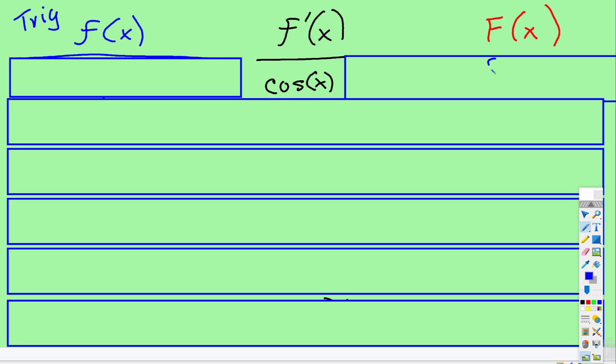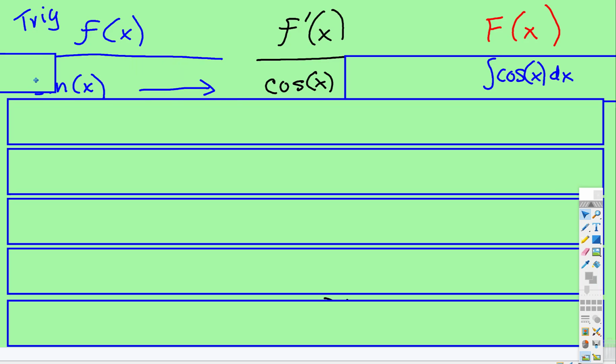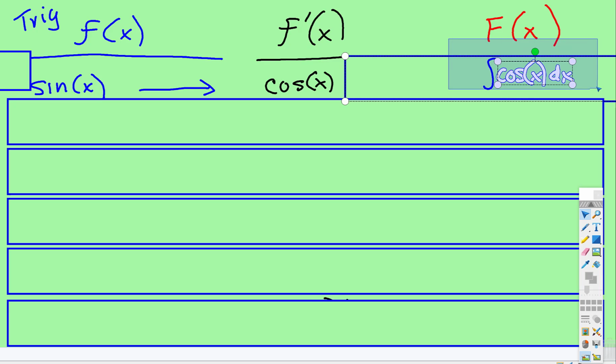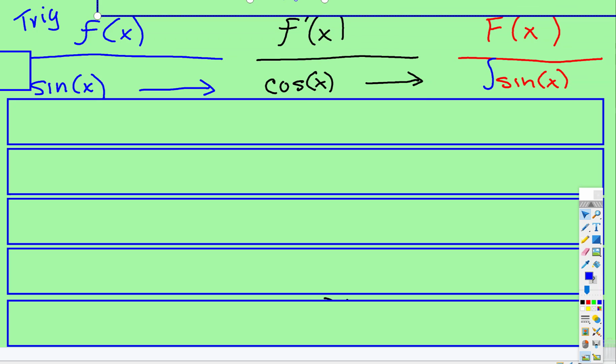So remember what you have to do when you're finding the antiderivative. If you have this notation, all you do is think back: well, what function's derivative is cosine x? So kind of work backwards. Oh, sine x. So this answer right here is sine x. The antiderivative of cosine x is sine x.